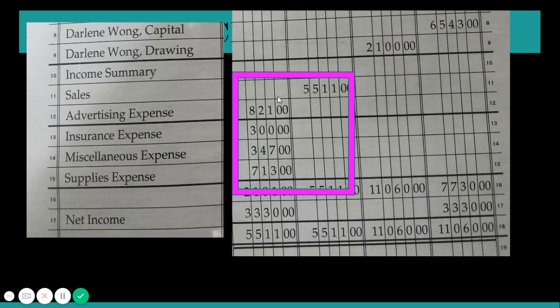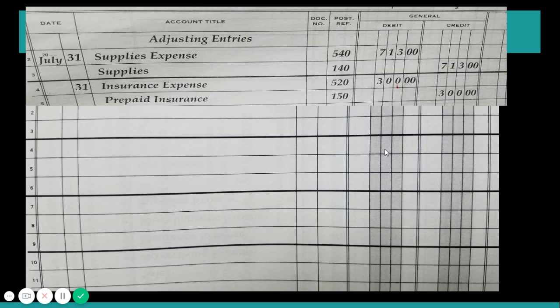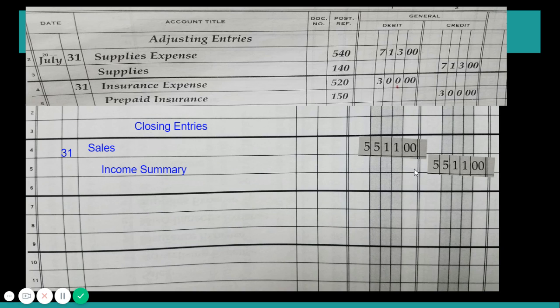Here we have our work together, where our sales is 5,511, and then we have our expenses. We would use this information to put on our documents. So first we did our adjustment entries. Now in section 2 we'll be doing our closing entries. We start with the date. Then we write down our sales, which will go to our income summary. We have our 5,000 for our debit for our sales and credit for income summary.